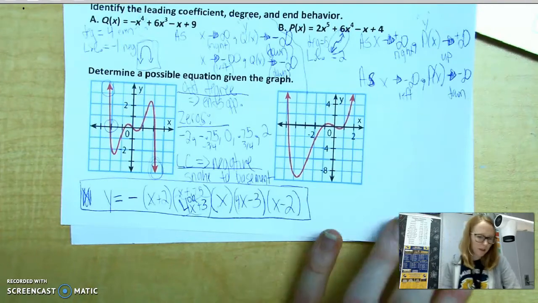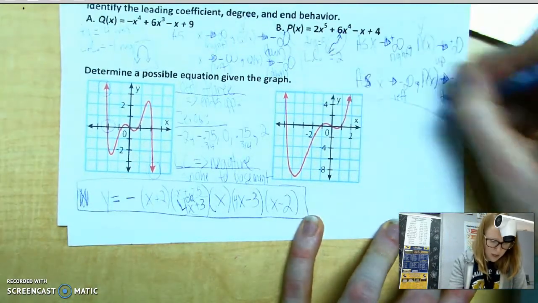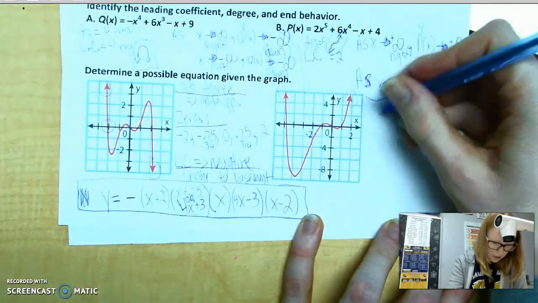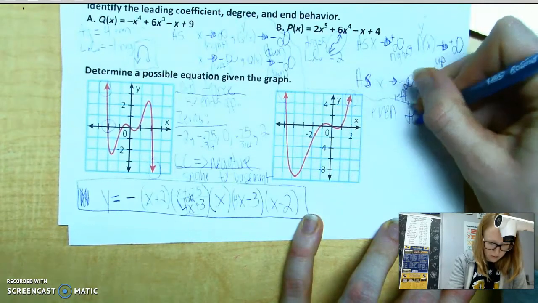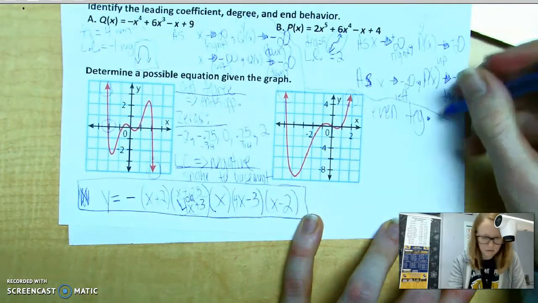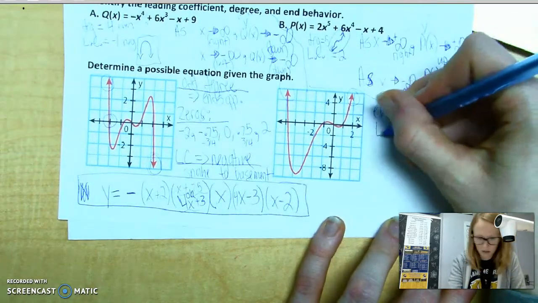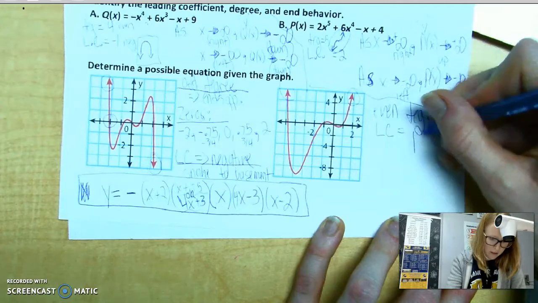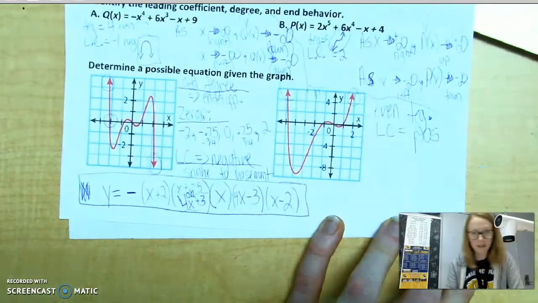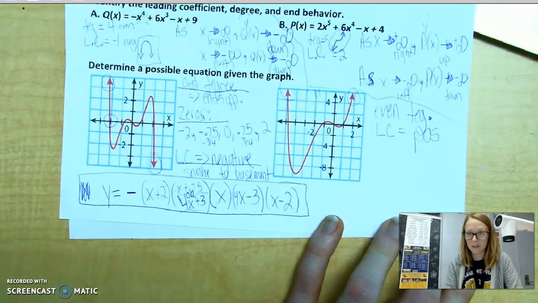We could do the same thing again with the second one. So my ends are going the same direction, so this must be even degree. Once again, that was because the ends are going the same direction. It must have a leading coefficient that is positive because I've got a smiley face, right? A weird looking smiley face, but it's happy.